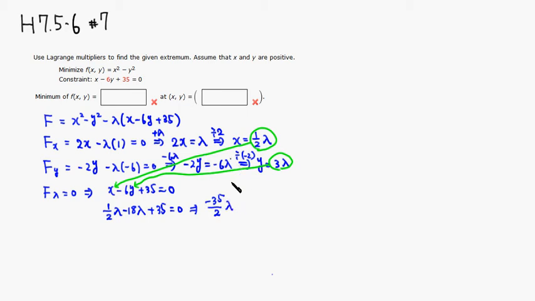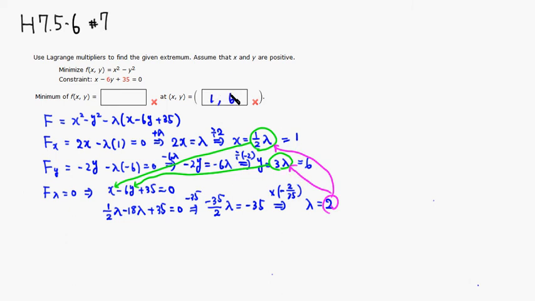Plus 35, I'm going to subtract the 35 so that we can put the 35 on the other side, negative 35. Then we can multiply by the reciprocal of this, which is negative 2 over 35, so that lambda is by itself. Negative 35 and 35 cancel out, so lambda is actually 2. Which means you can plug that back in here and also back in there. We have 1/2 times 2 is 1, and 3 times 2 is 6.